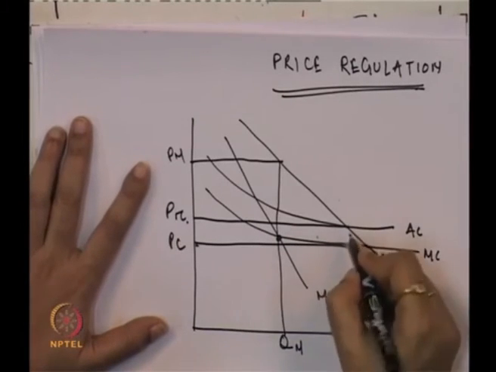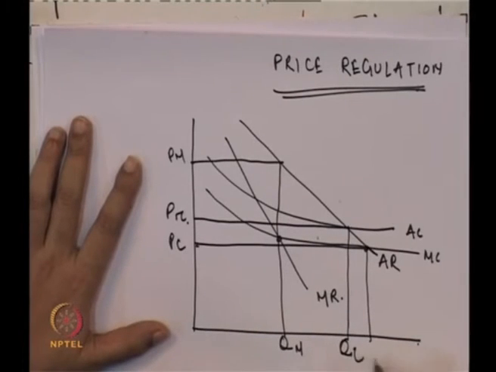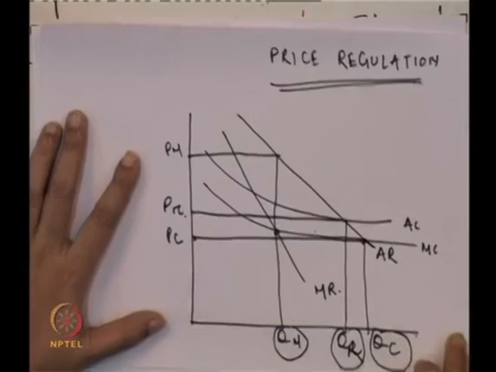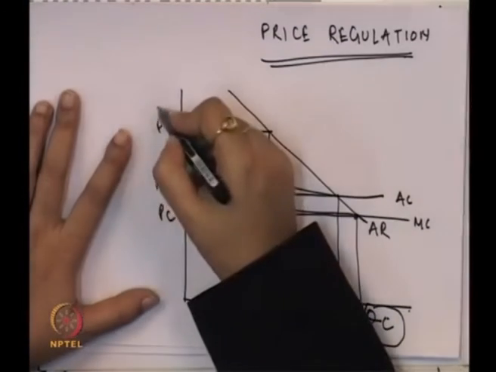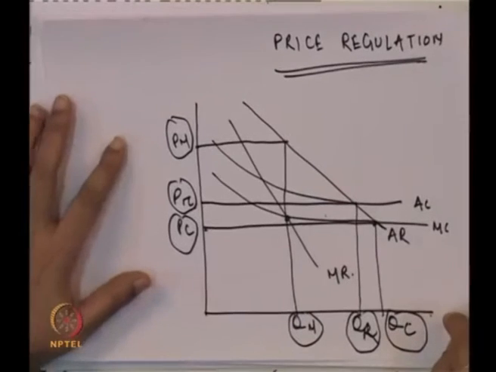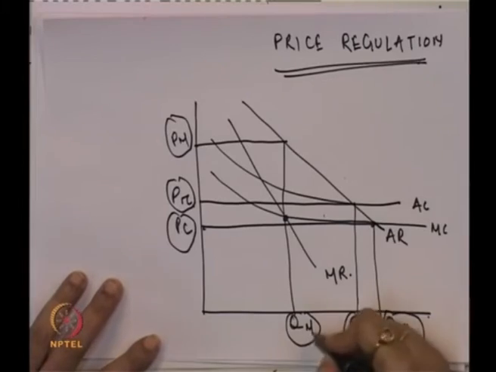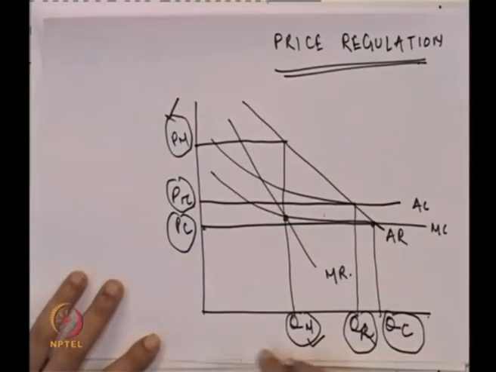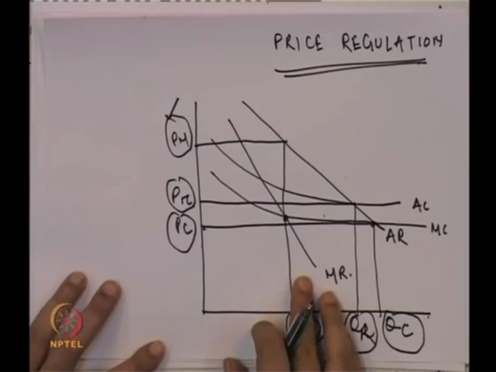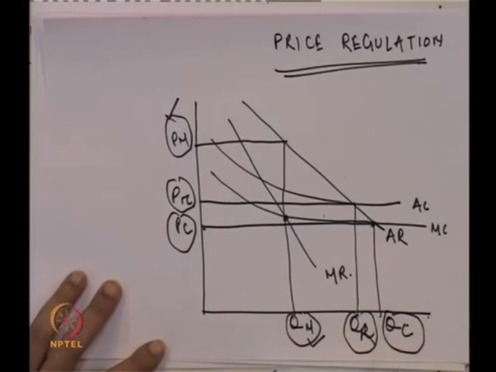So, we have 3 levels of output and 3 levels of price. We have monopoly output, we have regulated output, and we have competitive output. We have monopoly price, we have regulatory price, and we have competitive price. So, if it is unregulated, if there is no regulation, then the monopolist would produce QM and charge PM. If the price were regulated down to the competitive price, the firm would lose money and go out of business, as it cannot cover the average cost.